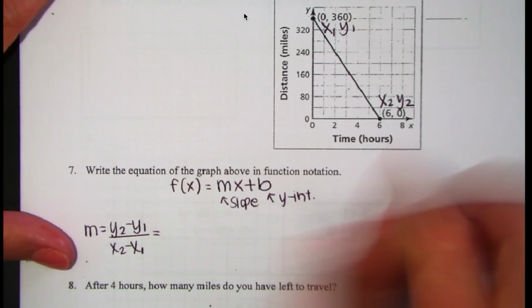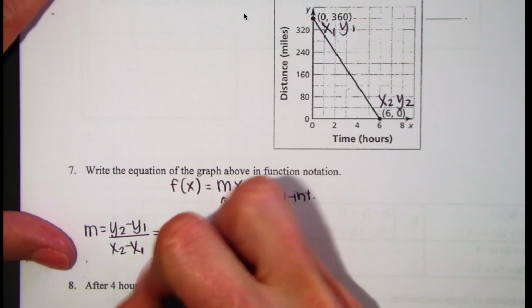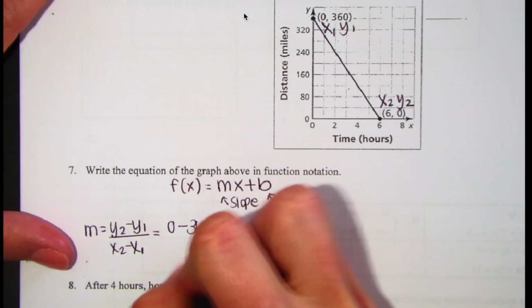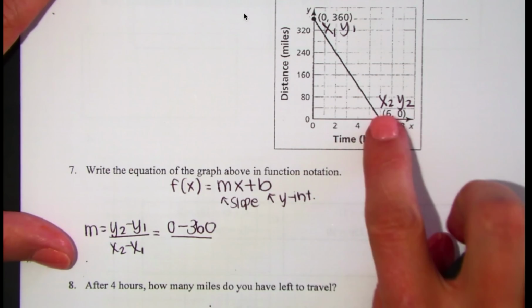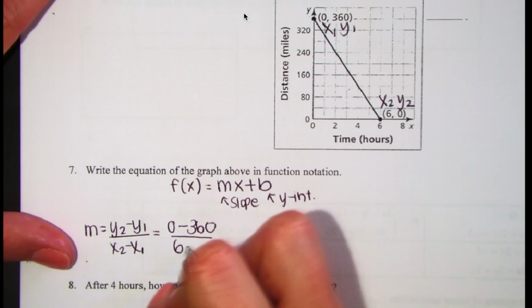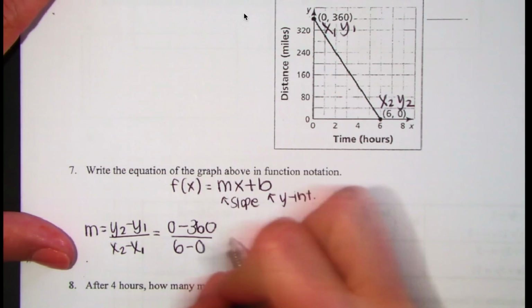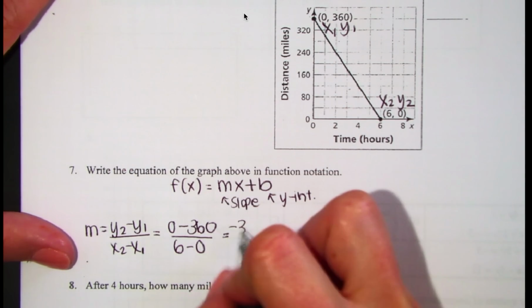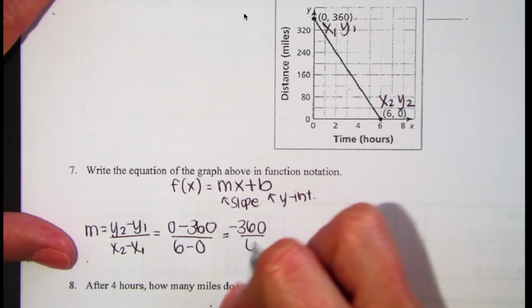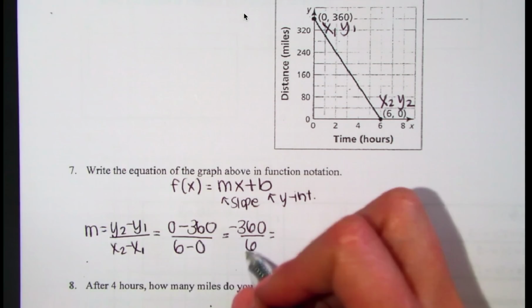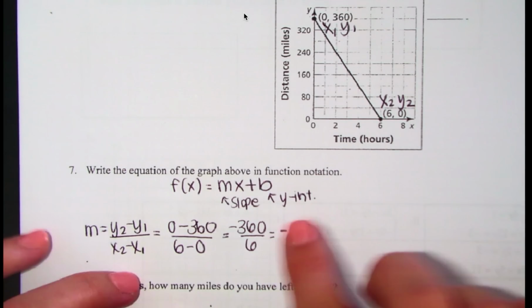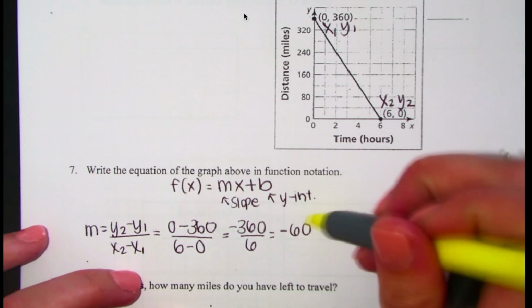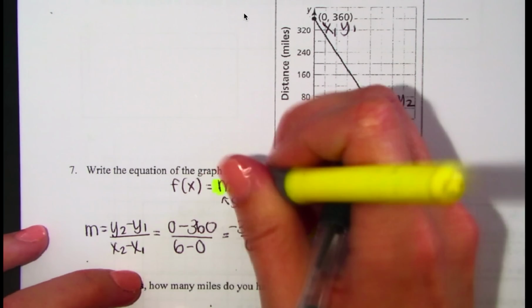And I'm going to plug in the numbers from the ordered pairs. So y2 minus y1, so 0 minus 360 over x2, which is 6, minus x1, which is 0. So when I simplify that, negative 360 over 6, negative 360 divided by 6 is going to give me negative 60. So I know my slope. I'm going to take that negative 60 and plug it in right here for slope.